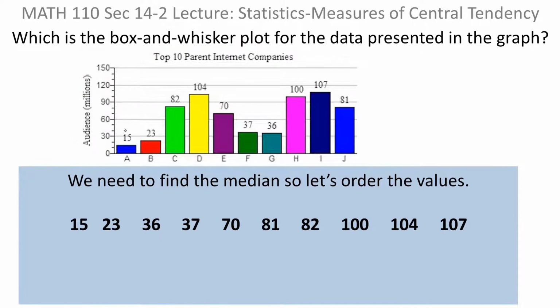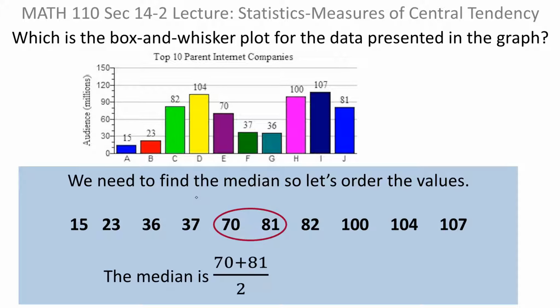So if you look at these data points, 15, 23, 82, 104, 70, 37, 36, 100, 107, and 81, you have to put them in order. So down here, I've ordered them, smallest first to largest last. The median is the middle value, or when there's no single middle value, it's the average of the two middle values. The two middle values are 70 and 81. So if you average those two numbers, you'll come up with 75.5.